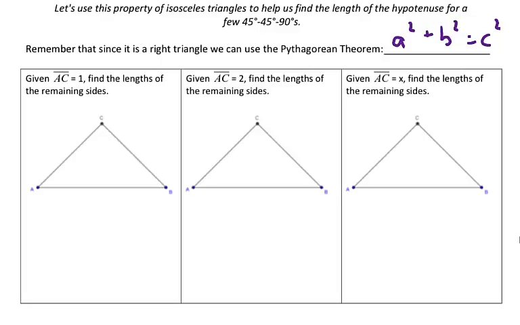Starting with the first example, we're given that AC is 1 unit, so we're going to mark that in the diagram. Since this is an isosceles right triangle, we know that AC is congruent to BC. Therefore, BC also has a side length of 1.